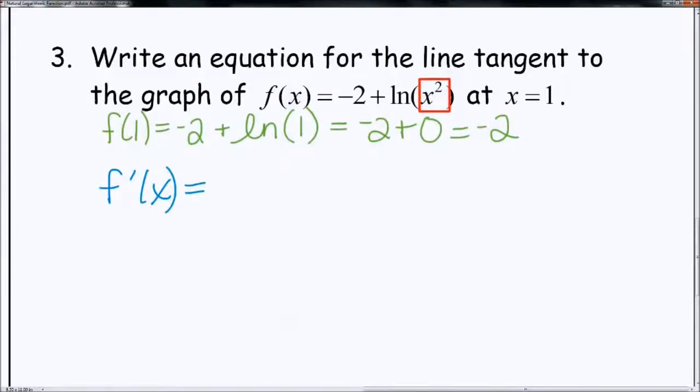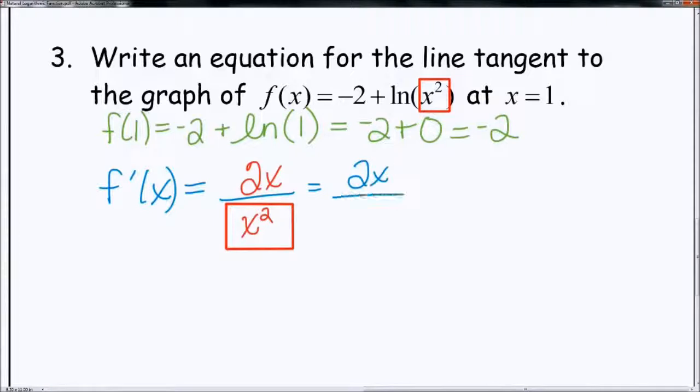That's my y-coordinate. So now let's go ahead and take our derivative. Derivative of negative 2 goes away. And then the derivative of ln of x is, I'm going to do that box, so I have a box around x squared, so that's where my x squared is going to go in the denominator. And then I'm going to take the derivative of my box, so derivative of x squared is 2x. And so if I was going to simplify this, I have 2x over x squared. Well, 2x over x squared, these x's are going to cancel. And I'm really just left with 2 over x.